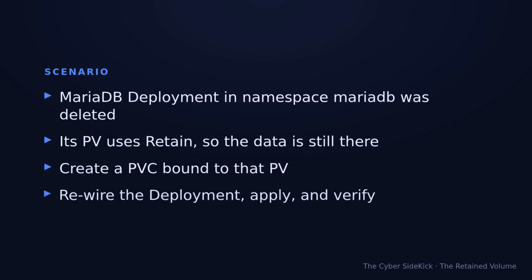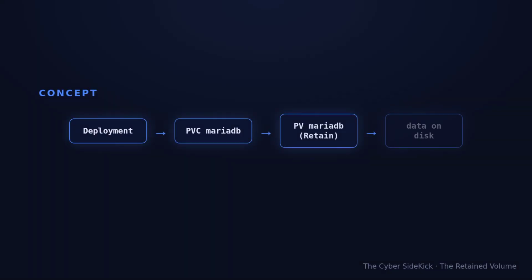A MariaDB deployment in the MariaDB namespace was deleted. Its volume uses the retain reclaim policy, so the data survived. Your task: create a claim for that volume, point the deployment at it, apply, and verify the pod is running with no restarts. Storage in Kubernetes is a chain.